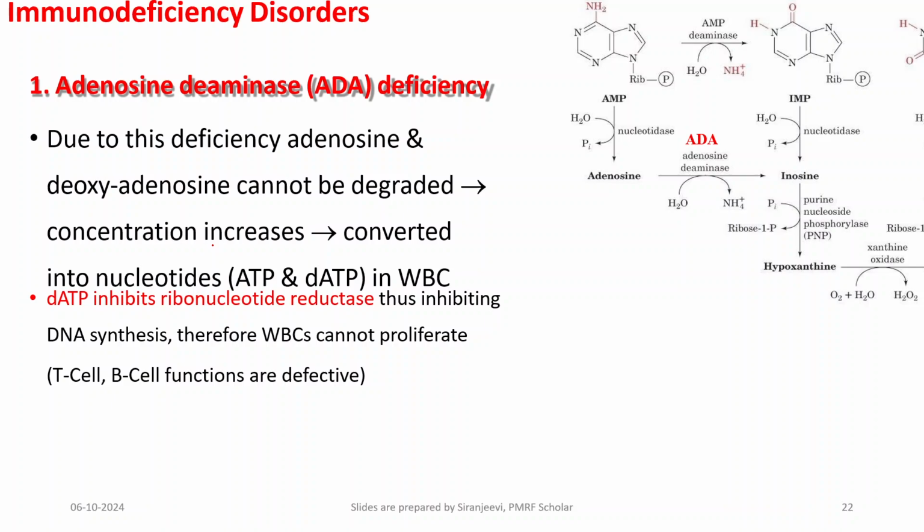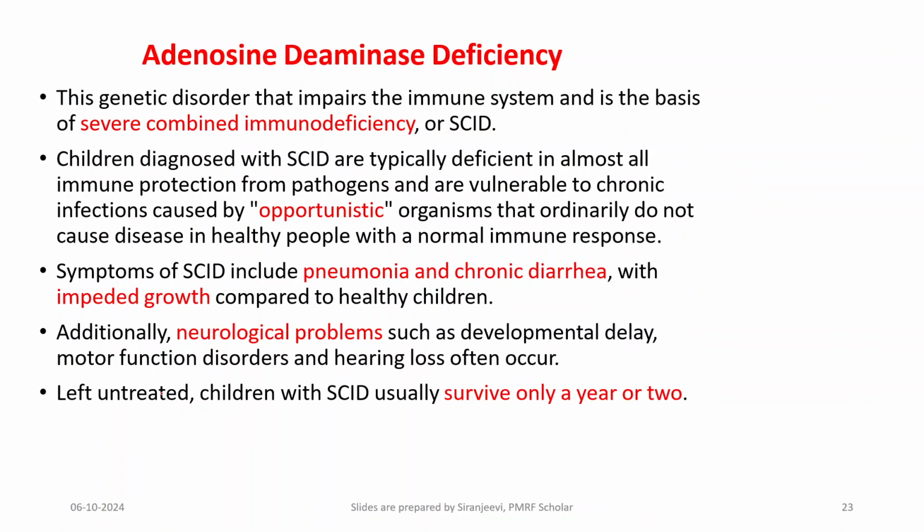There are some immunodeficiency disorders related to the purine metabolism. One such example is ADA deficiency, that we all know causes SCID, severe combined immunodeficiency. So what it does, whenever the adenosine cannot be converted to the inosine, this leads to the inhibition of ribonucleotide reductase that in turn inhibits the DNA synthesis. And finally, therefore, the WBCs cannot proliferate, such as the T cells, and then the B cell functions are defective. So that leads to the case called severe combined immunodeficiency.